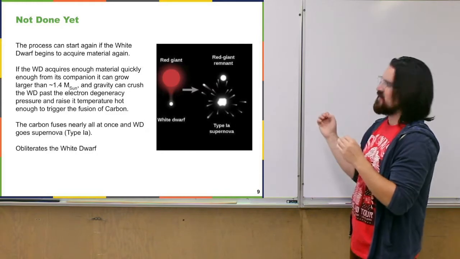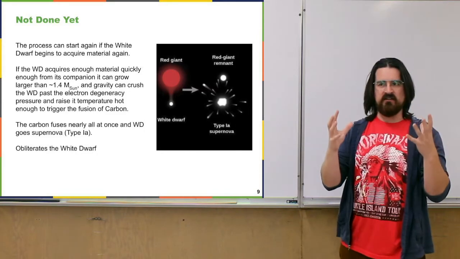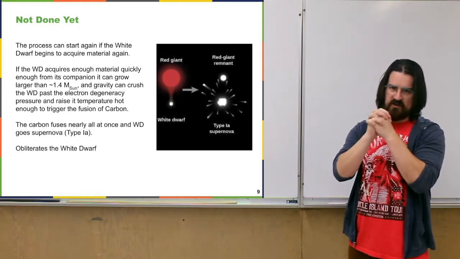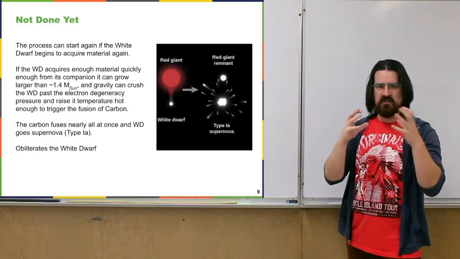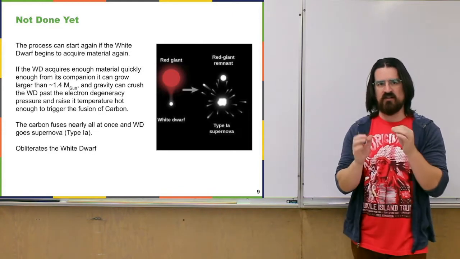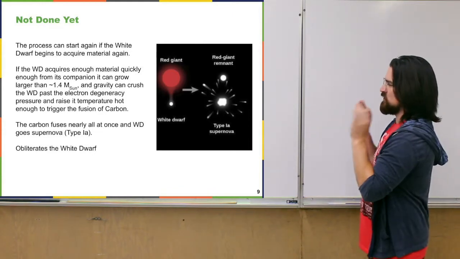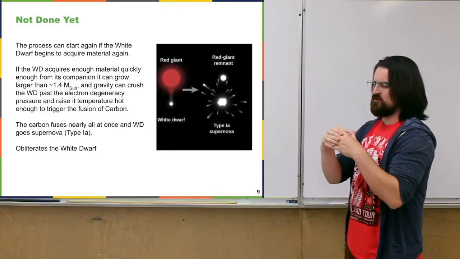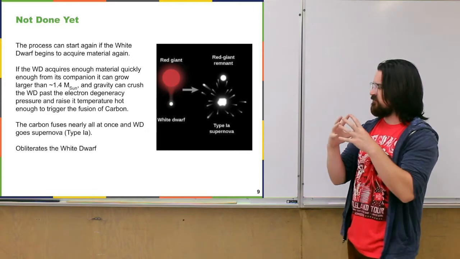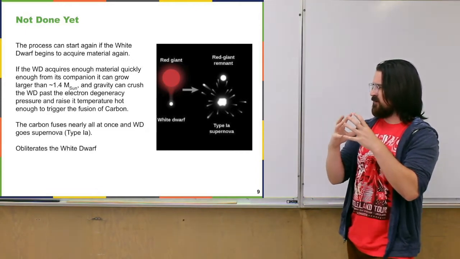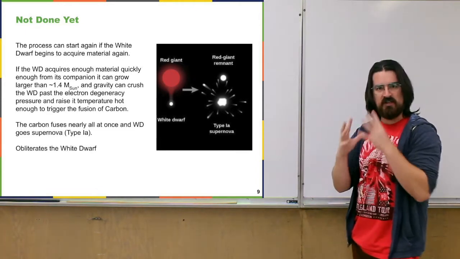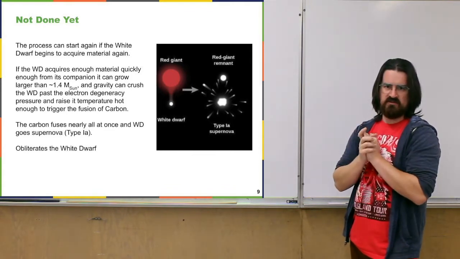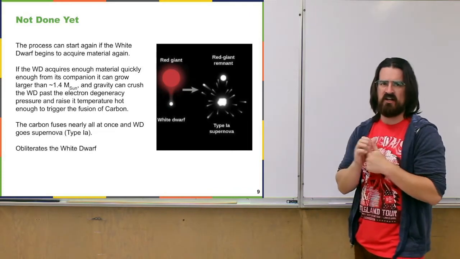But if it acquires enough mass quick enough to cross that limit, then gravity can overtake that electron degeneracy pressure again and crush down that white dwarf, and in doing so, greatly increase the temperature of that core enough that you actually can fuse carbon. That crushing down of the core and that heating up to the temperature to fuse carbon, I can't recall, it's some like billion degrees or something like that. But that can happen on cosmic time scales very quickly. Crushing down only takes about 100 years, it seems, which is like a blink of an eye on cosmic time scales.